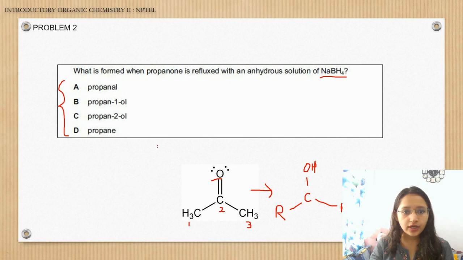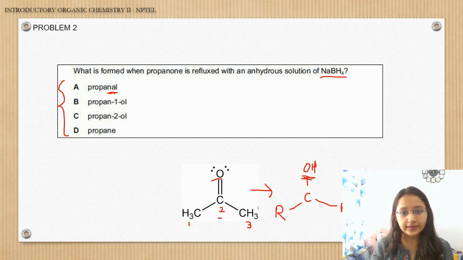So 1, 2, 3, that is propane, and at position 2 we have a hydroxyl group, an alcohol group. So we can say that this is propan-2-ol, because the OH group is attached at position 2, right? Propanal is the aldehyde. I hope you guys remember the IUPAC nomenclature, right? Propanal is used for aldehyde species. So the second option is propan-1-ol.